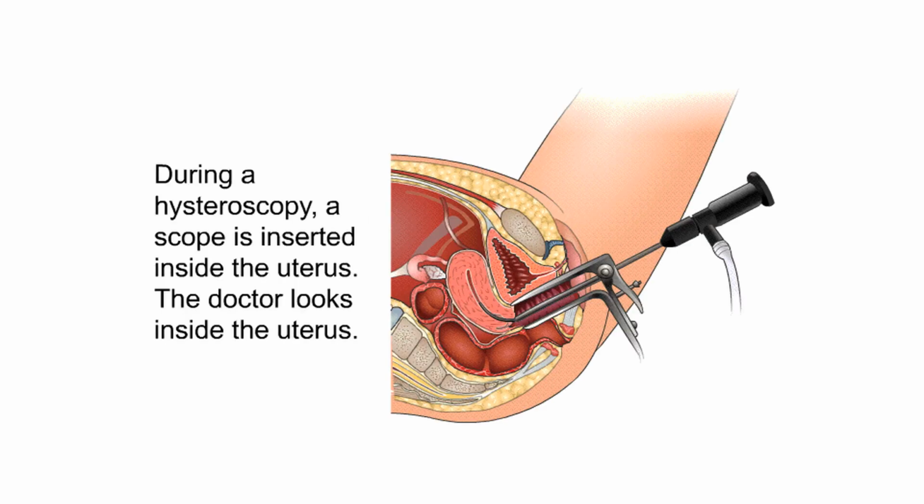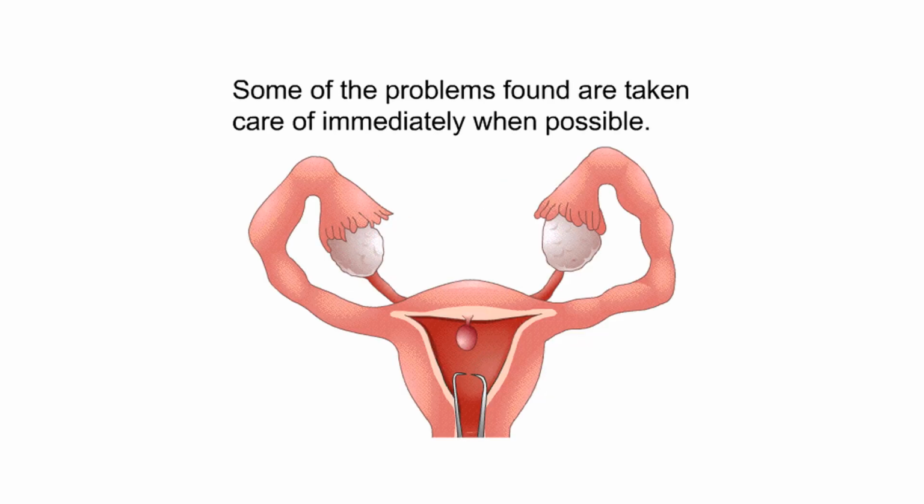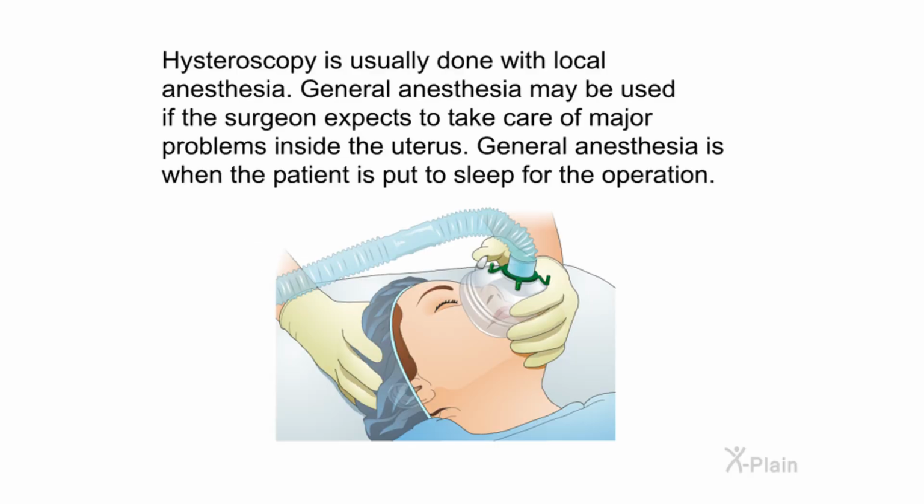Procedure. During a hysteroscopy, a scope is inserted inside the uterus. The doctor looks inside the uterus. Hysteroscopies can be done in an office or a hospital. Some of the problems found are taken care of immediately when possible. Hysteroscopy is usually done with local anesthesia. General anesthesia may be used if the surgeon expects to take care of major problems inside the uterus. General anesthesia is when the patient is put to sleep for the operation.